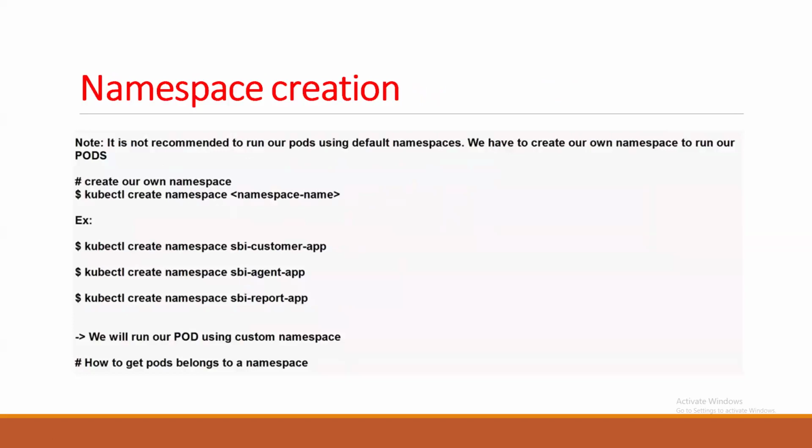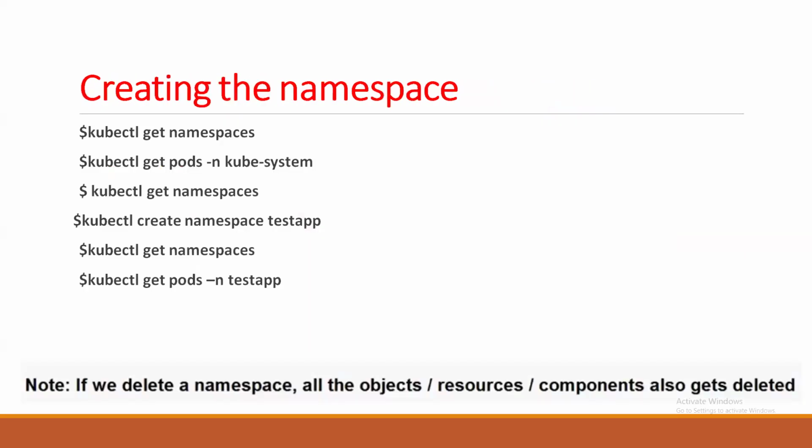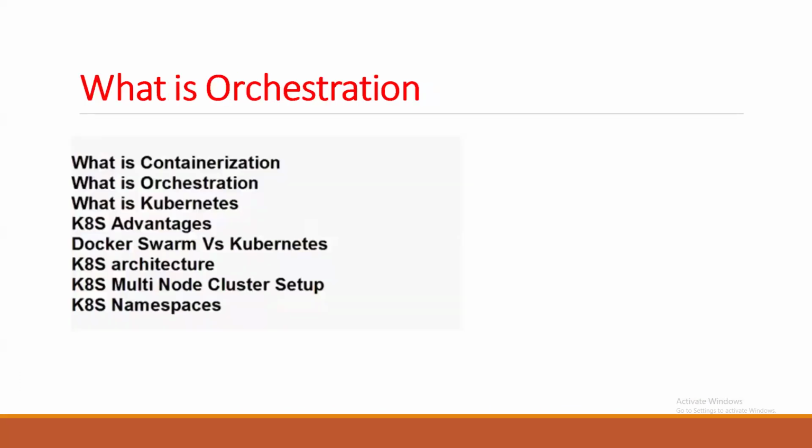So, namespace creation. kubectl get namespaces. kubectl get pods -n kube-system. kubectl get namespace test-app created. kubectl get pods -n test-app. If you delete a namespace, all the object resources and components are also deleted, meaning pods and everything.